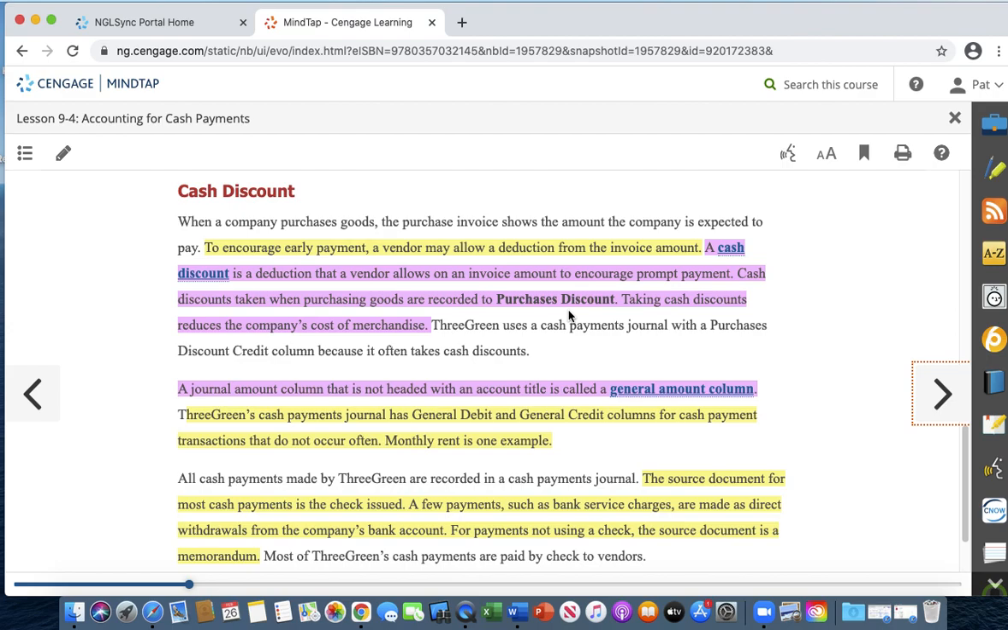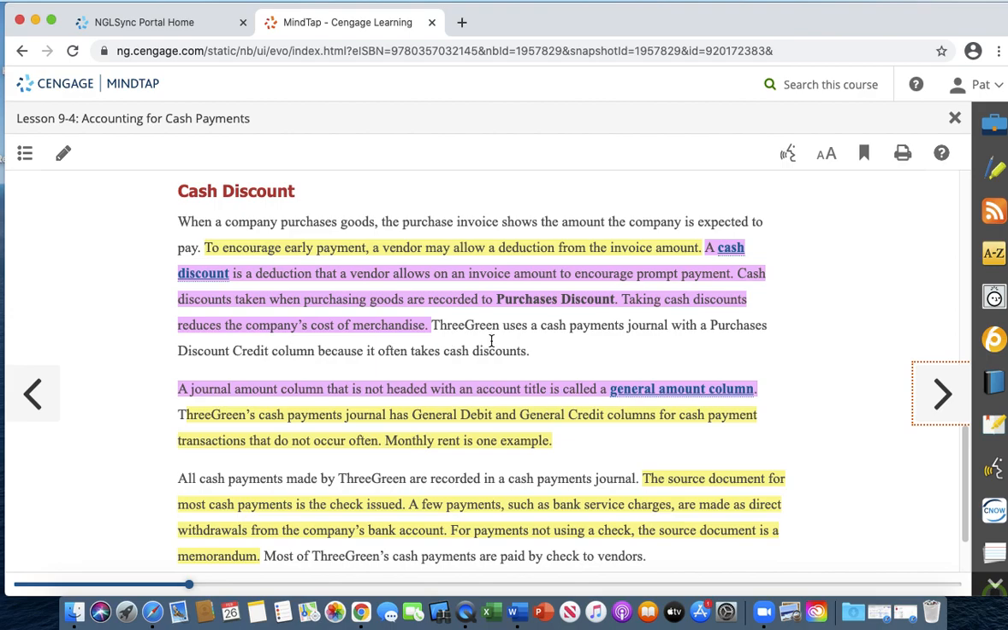So the discount, if I was to pay that within 10 days, we would keep track of that. And we would record it because I bought merchandise that I'm going to sell from her. It lowers our cost of merchandise, right? When I pay it, we record the $5,000 accounts payable in the purchases journal. If we decide to take advantage of the discount, we will record the discount in the cash payments journal.